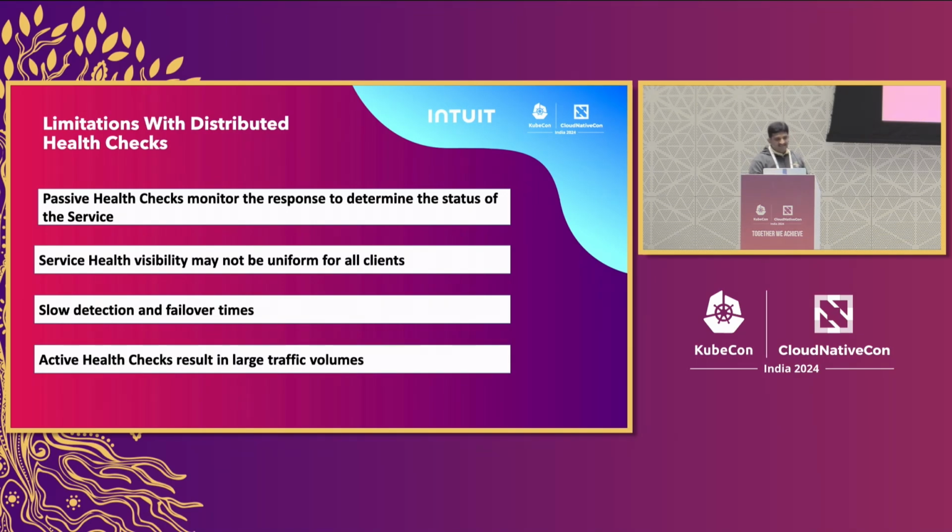And then coming to active health checks, as we have seen, active health checks would trigger additional traffic volume, which is the health check volume, in addition to the payloads that they serve, right? So imagine client and service having thousands of pods, and if you enable active health check, you're actually overloading the network by that much, right? So these are some of the limitations present with the existing solutions.